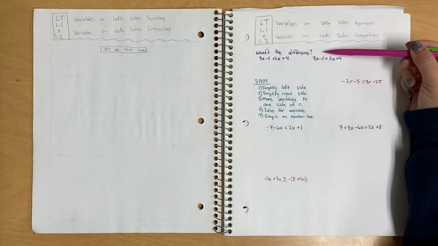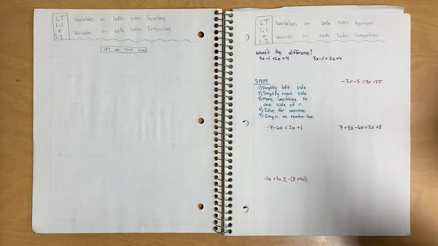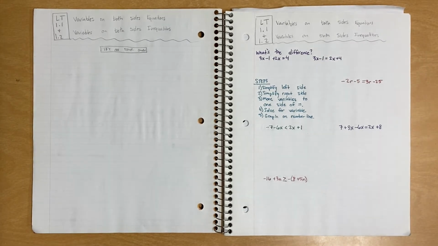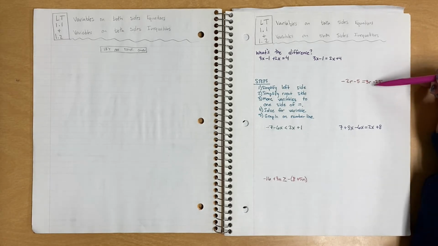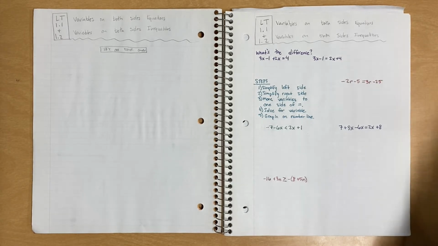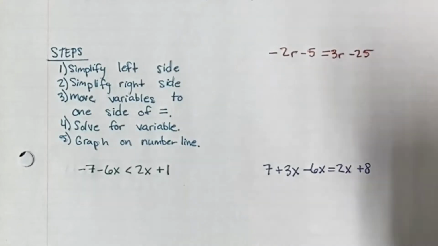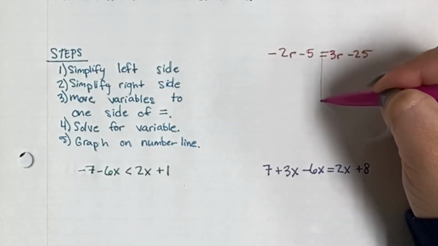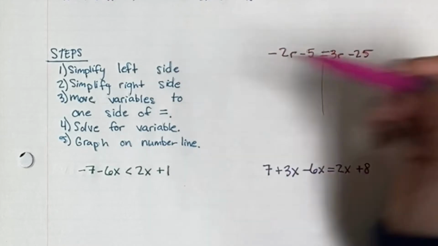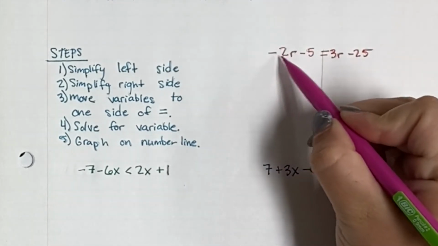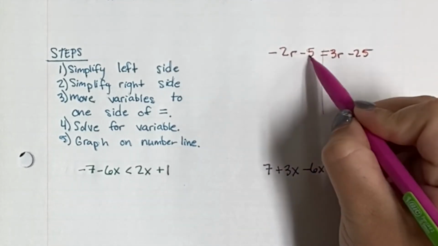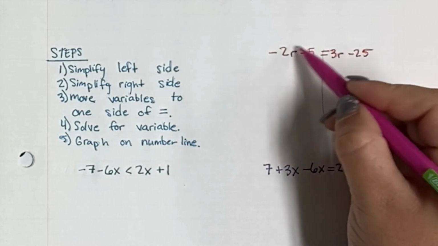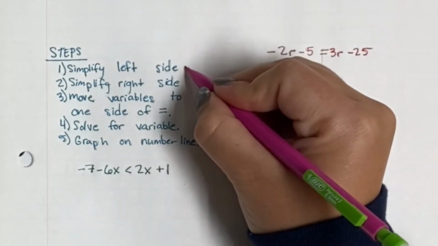Okay, so we've already talked about what is the difference. Ms. Brandt talked about that with us. So we're going to move on and figure out how to solve an equation or an inequality with variables on both sides. The very first thing we want to do is find our equal sign and split our equation in 2. And then we're going to simplify the left side. So here's the left side. I have negative 2r minus 5. These are not like terms, so there's actually nothing I can do to simplify this side. So this step is done.